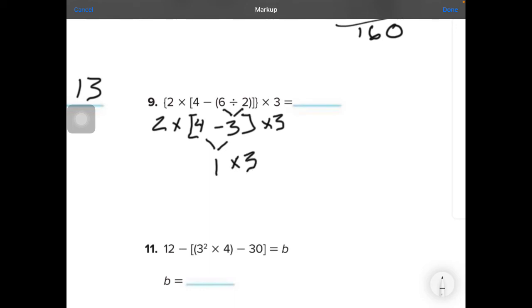Remember, we go left to right. So 1 times 3, and then times the 2. 1 times 3 is 3. Then we have a 2 left over. So then we have 2 times 3 is 6. So our answer is 6.